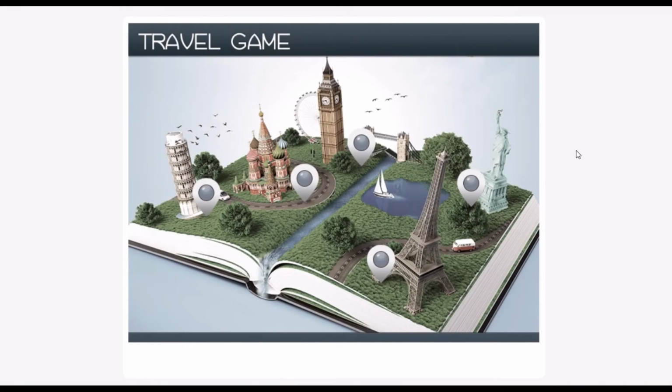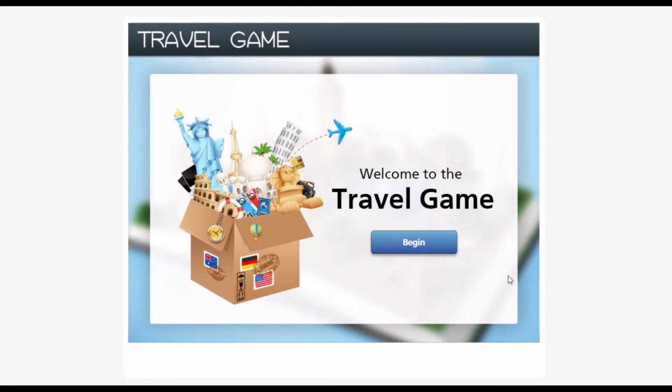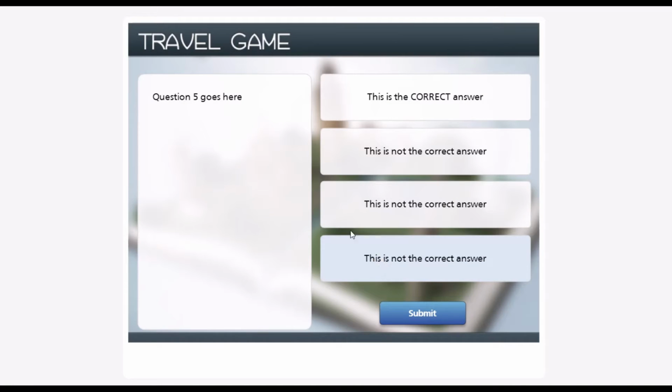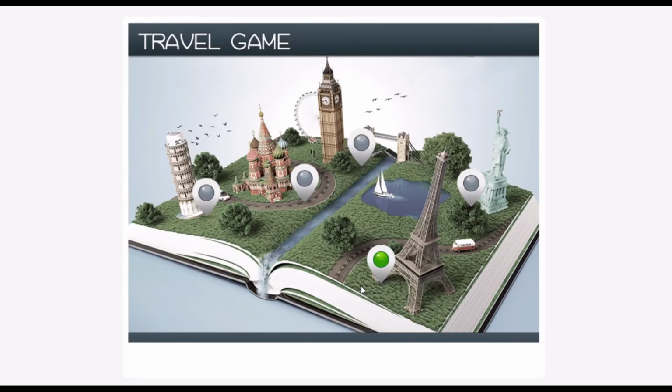and then I looked at this game. It's a travel game. It looked very appealing, but after a few seconds it shifted off to this screen, and it turned out that it was just questions and answers. So if I click on one of the locations, then I get a question. If I answer correctly, it turns the icon green.